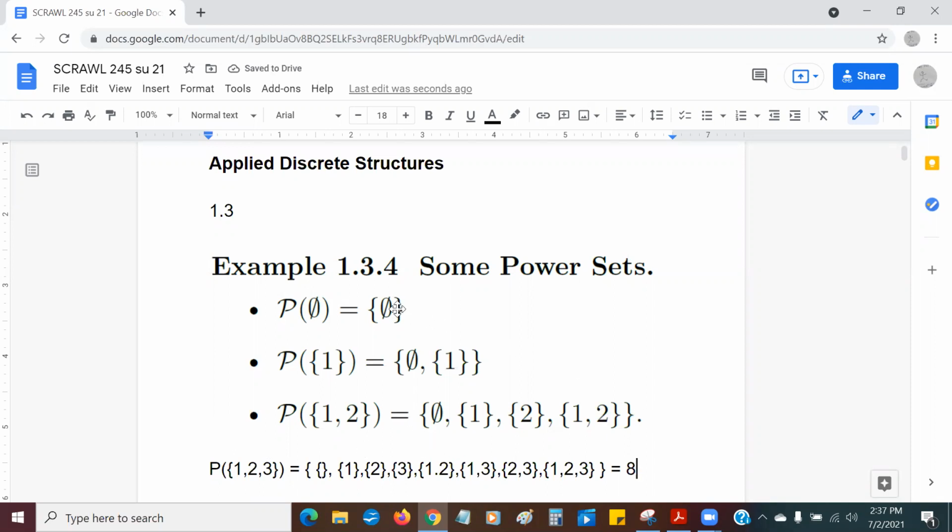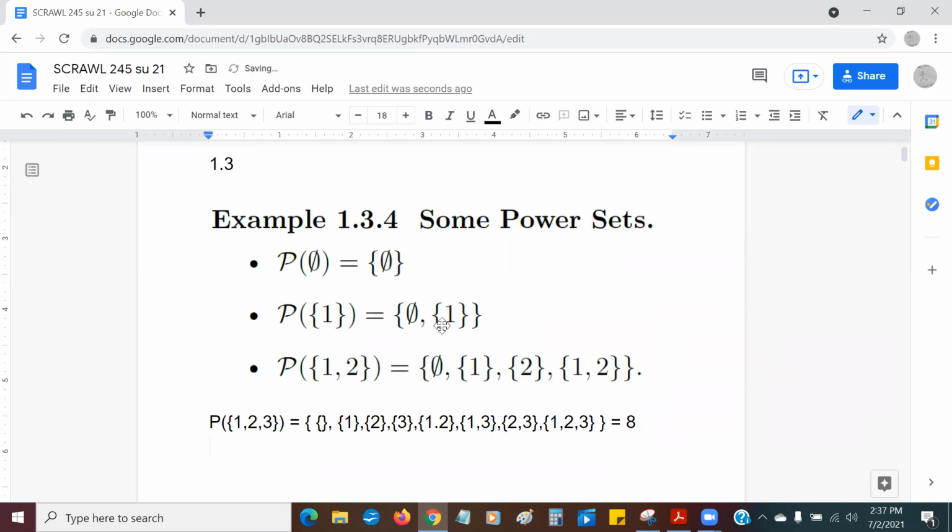And notice the cardinality here, that's 1, that's 2, that's 4, and this is 8. So you have 1, 2, 4, 8. These are the successive cardinalities. Let's look at the power set of 1, 2, 3, 4. Let's see if we can do that.